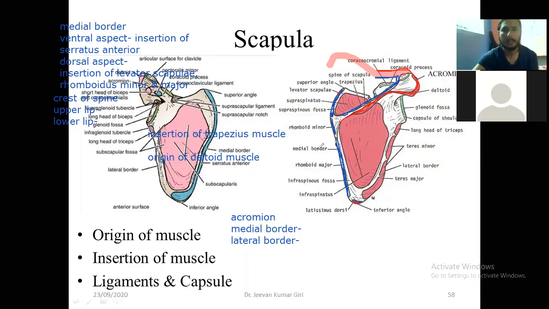So it's like this. So acromion, see, lateral border there is the deltoid, medial border there is the trapezius. Just write this thing. So medial border insertion of trapezius, lateral border origin of deltoid. Okay.